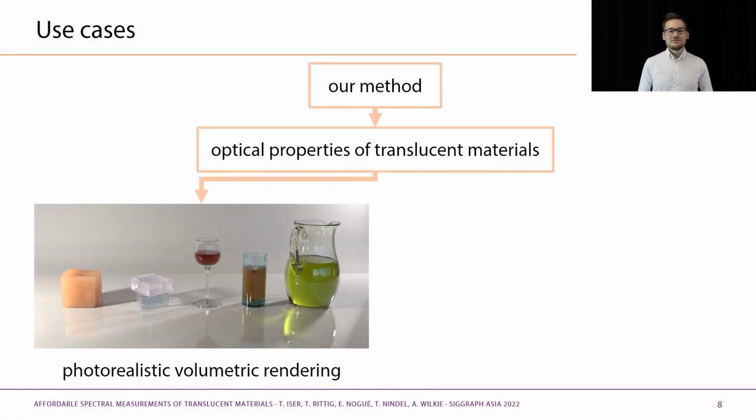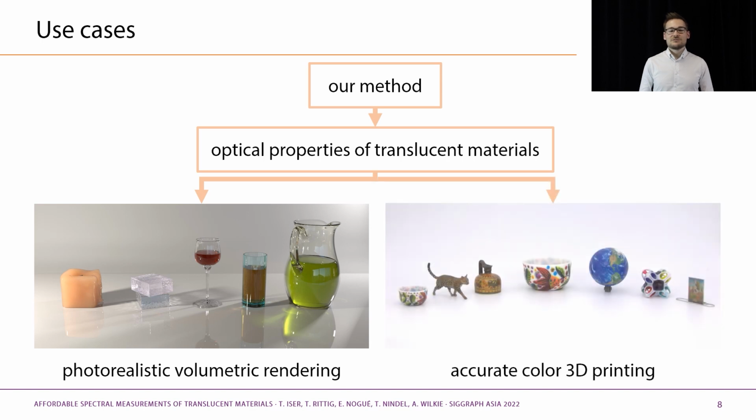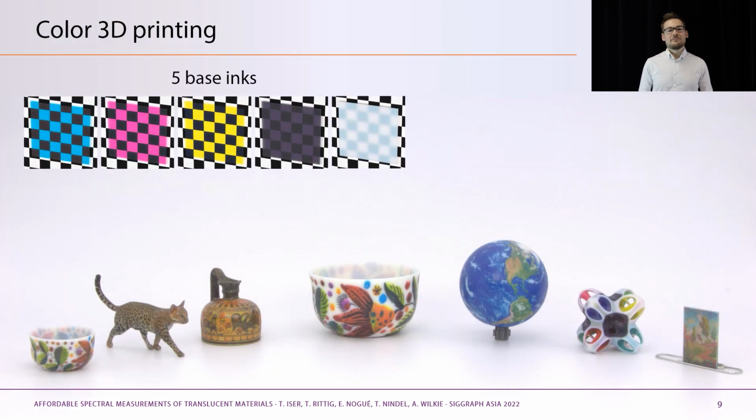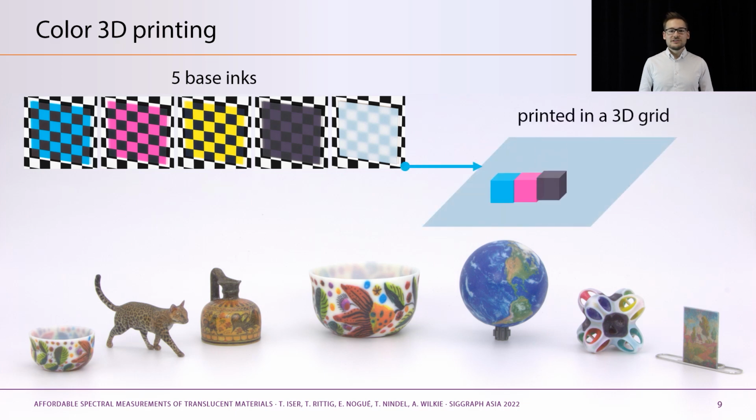So our method is useful for photorealistic rendering, but our main motivation was actually in 3D printing, which is a related problem. In color 3D printing, we start with a set of base inks. Microscopic droplets of these inks are deposited into a three-dimensional grid, which is solidified. In the end, we get beautiful, colorful objects straight from the 3D printer.